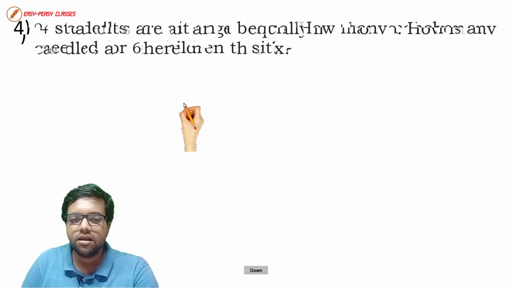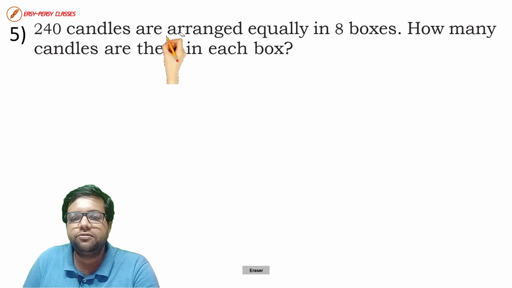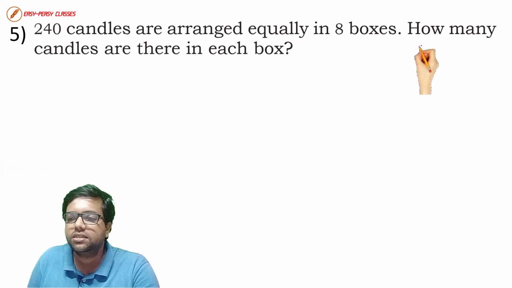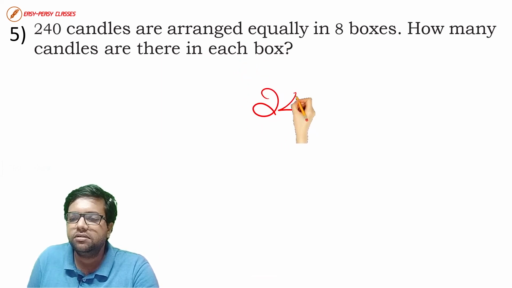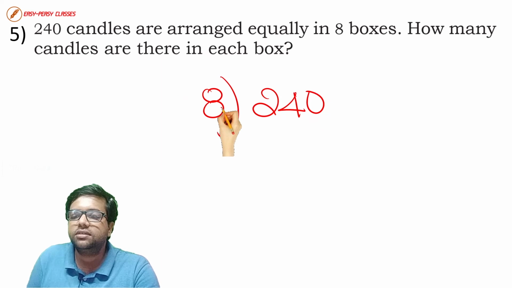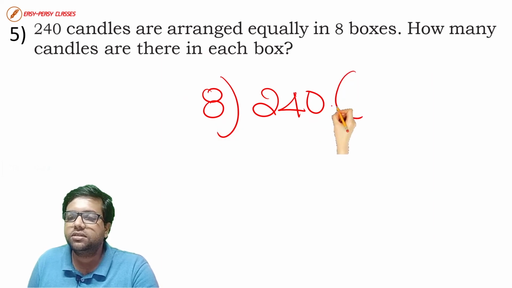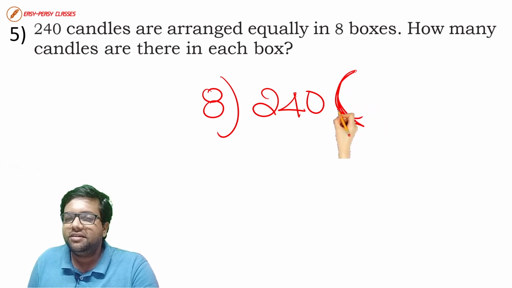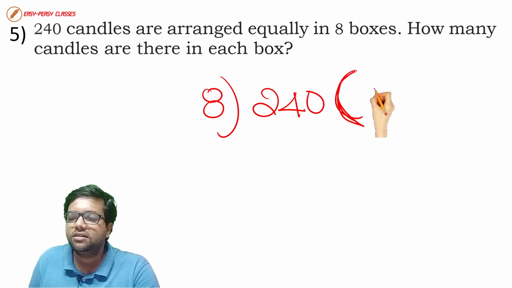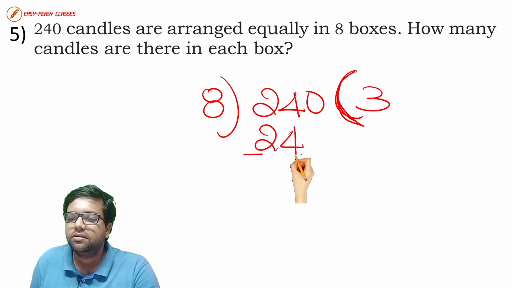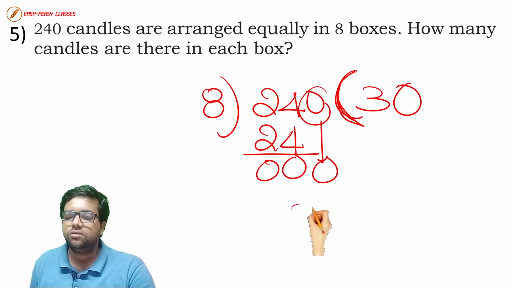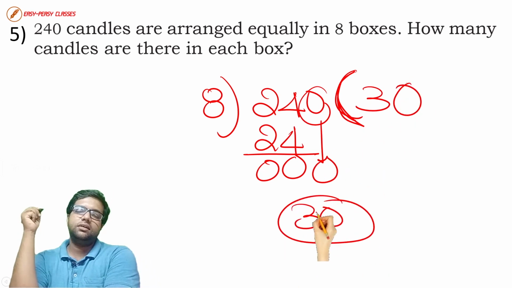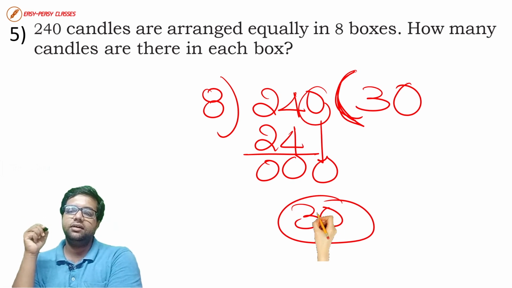Okay, so the last question, fifth question: 240 candles are arranged equally in 8 boxes. How many candles are there in each box? Very simple. This is the step you need to arrive at, and just do 8 threes are 24. 0 0. One more last 0 is there, that will come down. Therefore you will keep one more 0. So therefore 30.